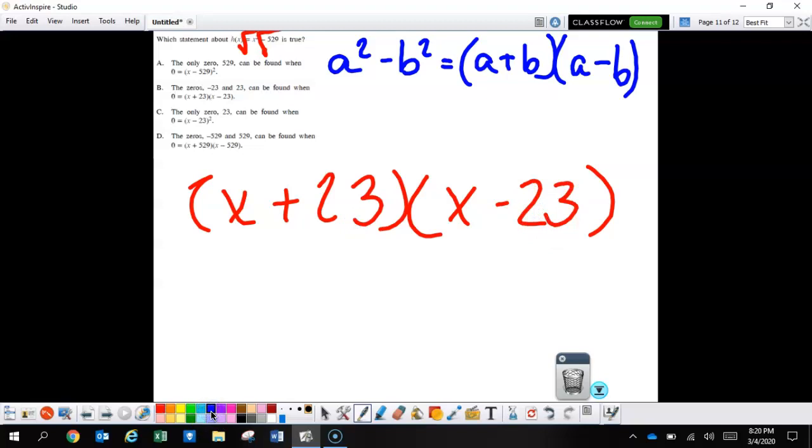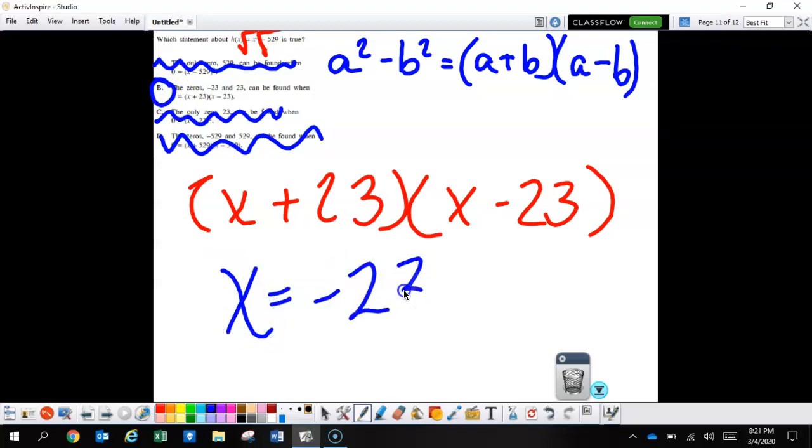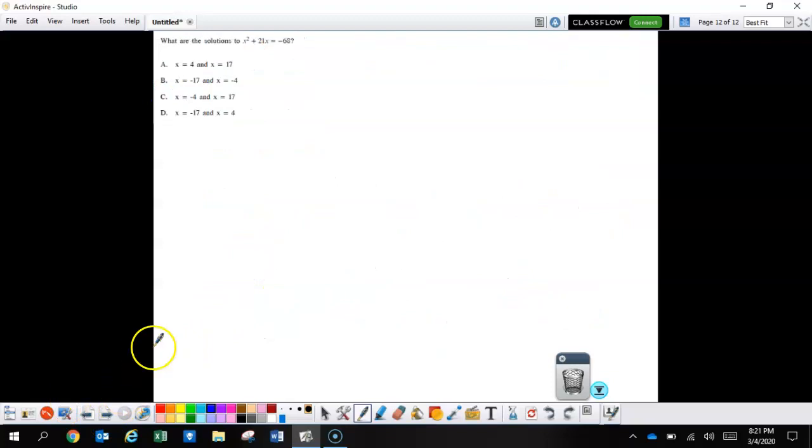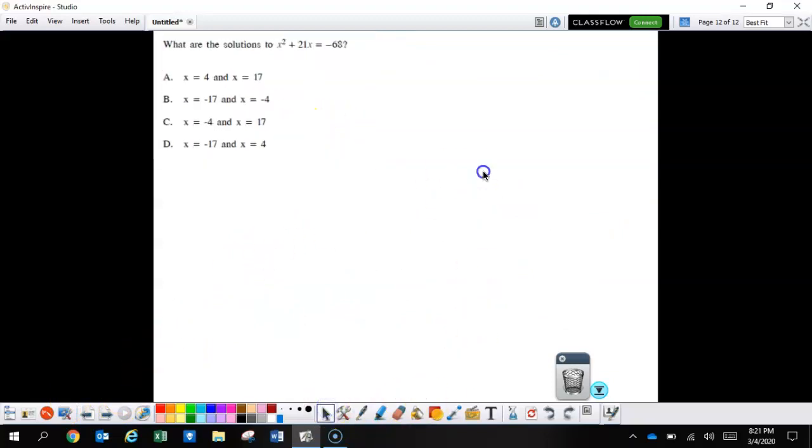Okay, so that eliminates A, C, and D, so my answer is B. And if you solve for the zeros, it's negative 23 and positive 23. It's the opposite of their signs. Alright? You might not have Google tomorrow, but you'll have a calculator.